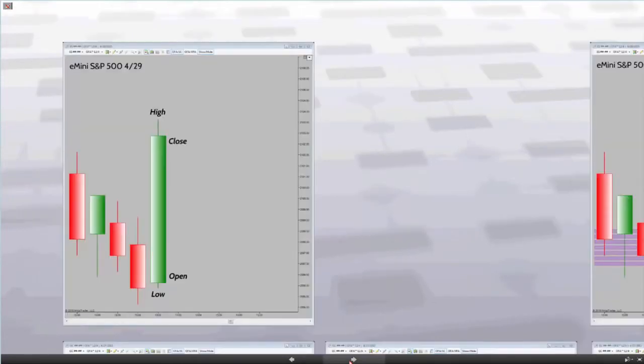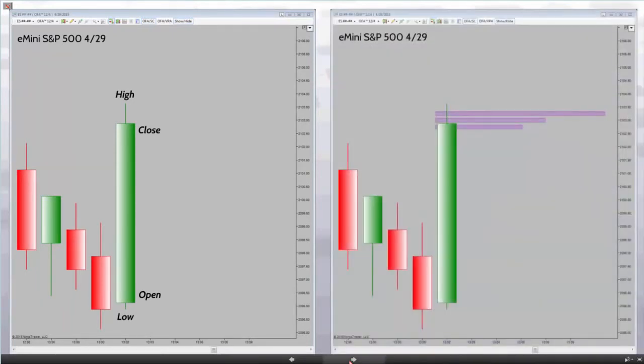Here is our E-mini chart with the open, high, low, and close. What if instead of this, I showed you this? And what if I told you that these three bars represent the volume that traded at those three prices? And then what if I told you that it's also the largest concentration of volume in the entire engulfing period? Oh, and here's the close.